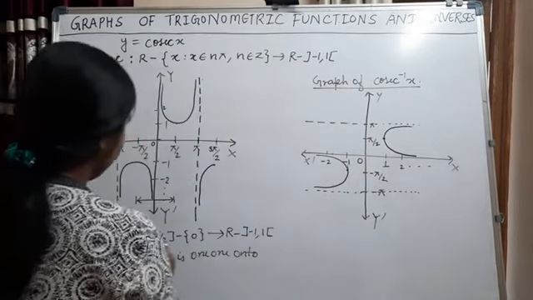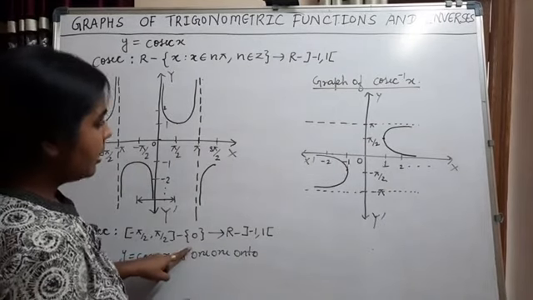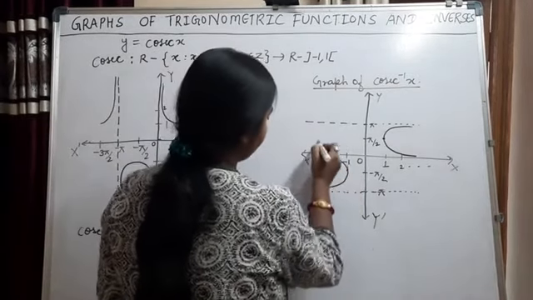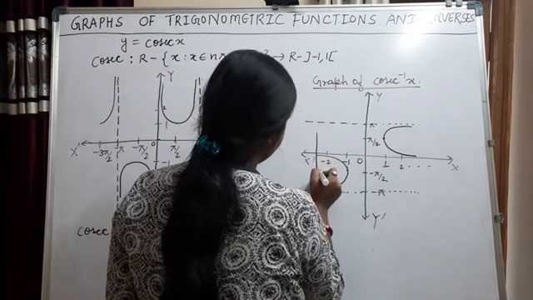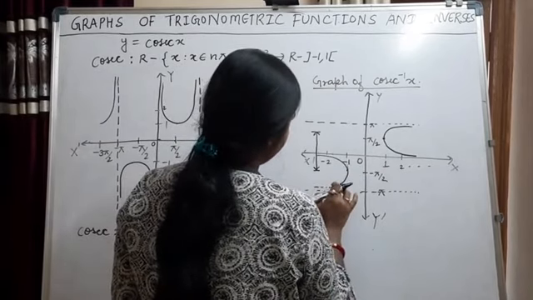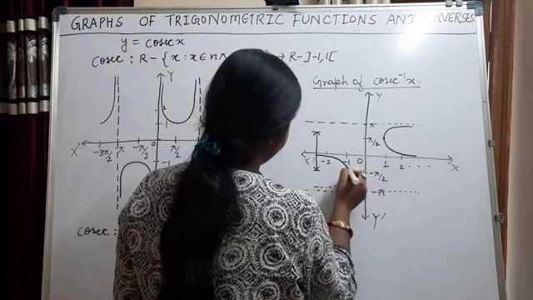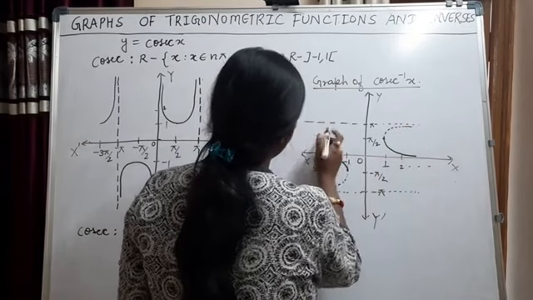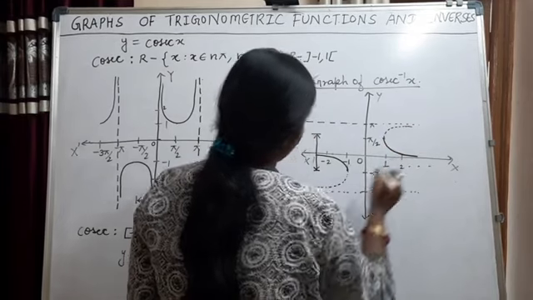So we have taken this interval minus pi by 2 to pi by 2 except 0. 0 we are not taking because cosec 0 is infinity. So we will take only minus pi by 2 to pi by 2, this part. The rest I am going to take by dotted line. This is the graph of cosec inverse x. Here also I am using dotted line. So this is the graph of cosec inverse x.